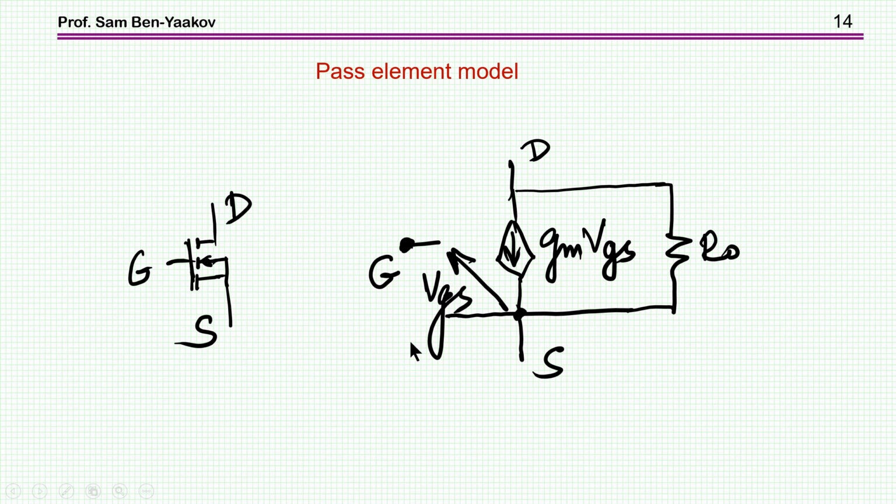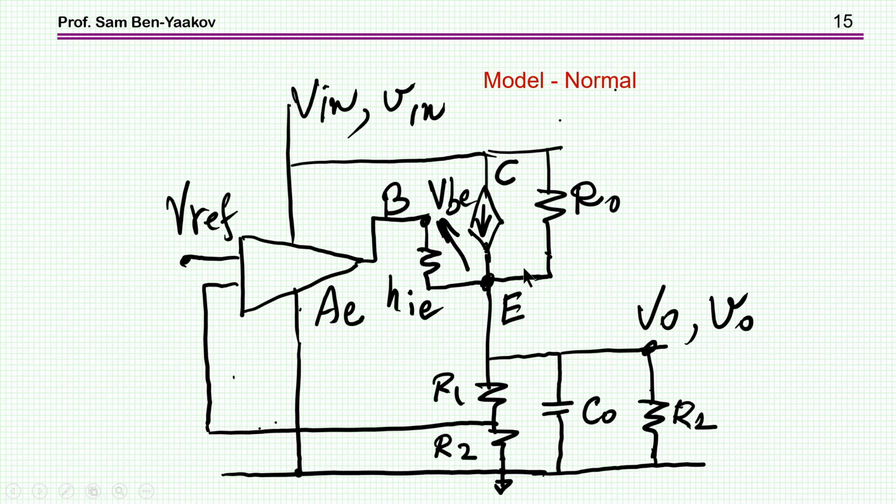So basically, these are the same model. Of course, the parameters, the values could be different. So now I'm going to plug in the pass element to replace it with the model. So we can see here that for the normal configuration, say this will be like a BJT. Here's the emitter, here's the collector, and here's the base. We have this situation here.